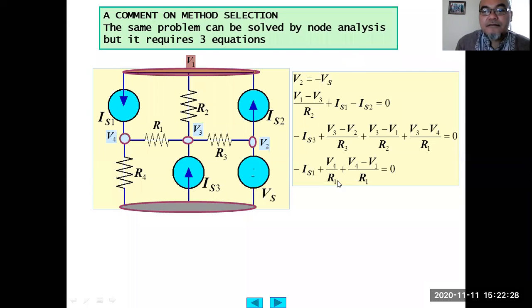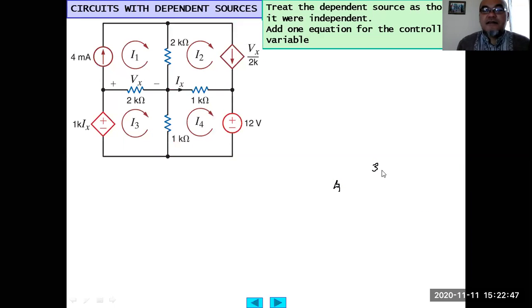This is R4. Then plus (V4 minus V3) divided by R1. Sorry, this is supposed to be V3 as well. So that will be the case.